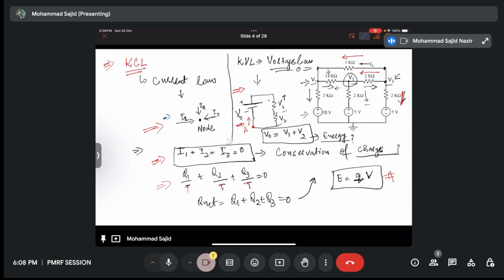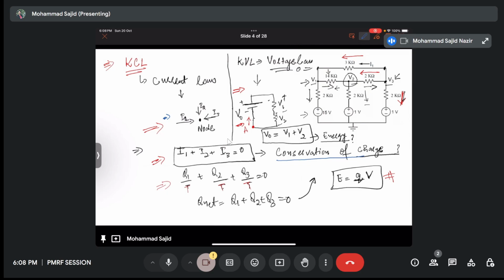this is the current law that the current coming, that is here I1, I2, and I3, it should be equal to the current leaving. Here the current leaving is 0, so it should be I1 plus I2 plus I3 equal to 0. This follows the principle of conservation of charge.